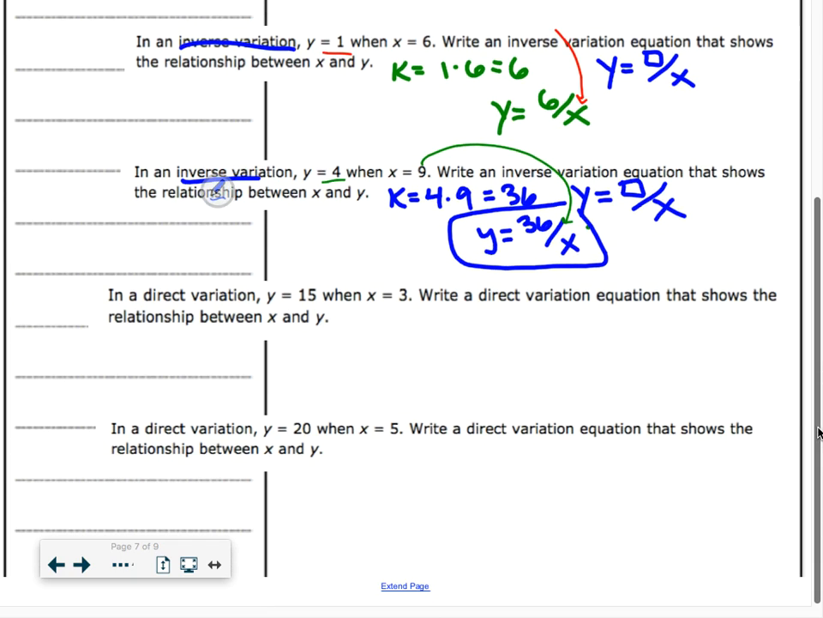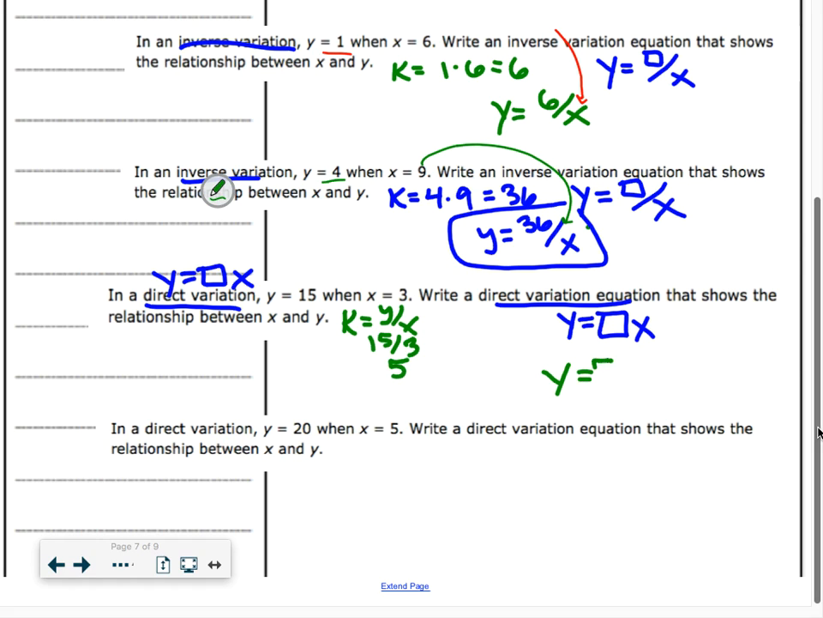In a direct variation, so direct means y equals something times x. In a direct variation, y is 15 when x is 3. Write a direct variation equation. So y equals something times x. I know I'm repeating myself, but I have to find that k. For direct, k is that ratio, y over x. So k is y over x, which is 15 over 3, which is 5.